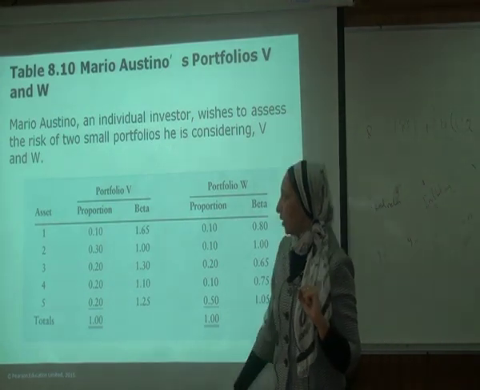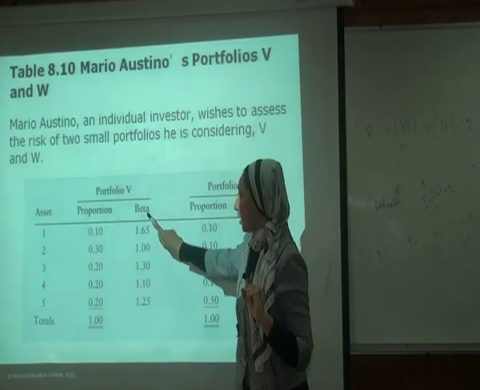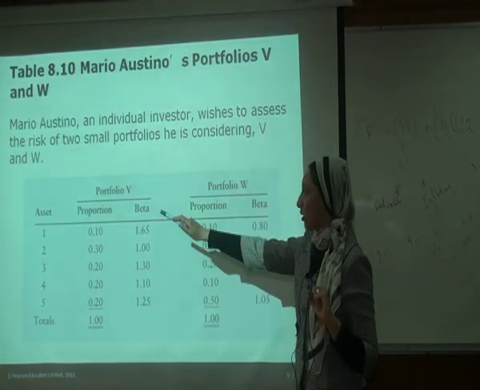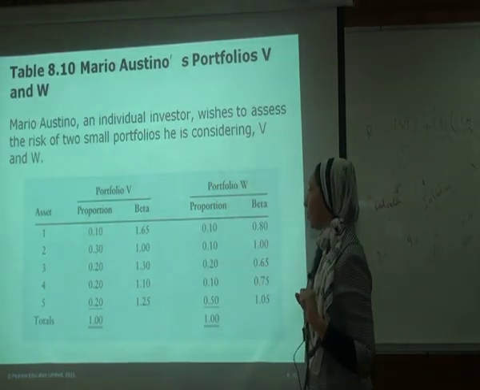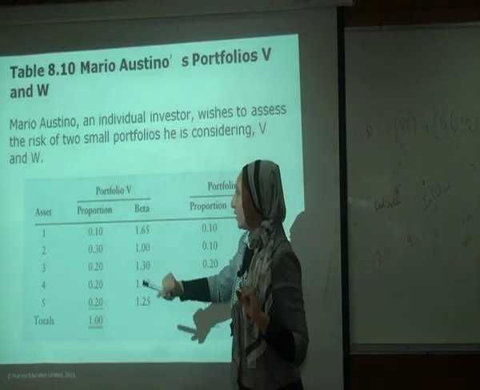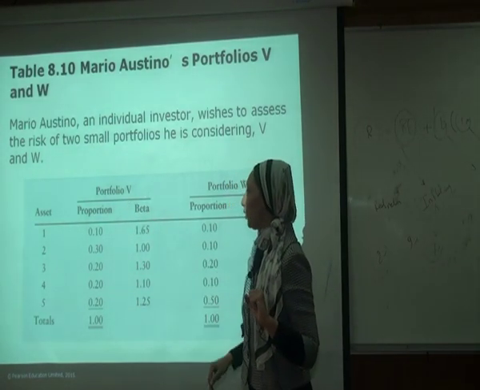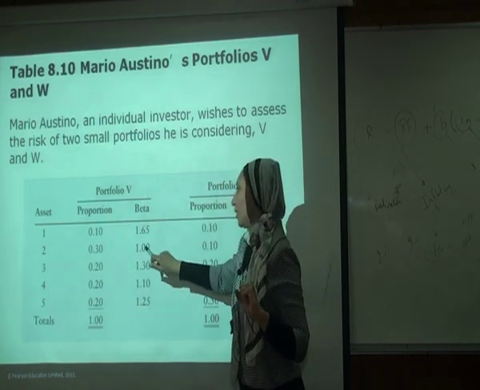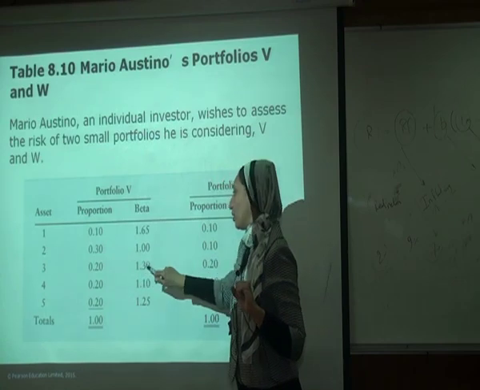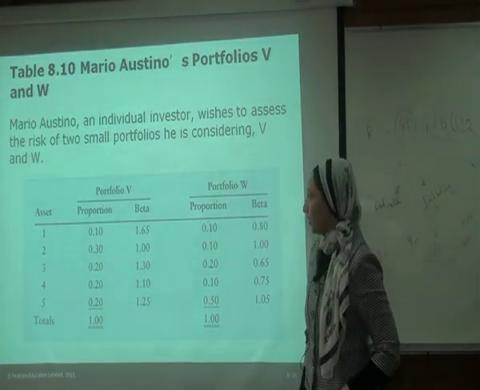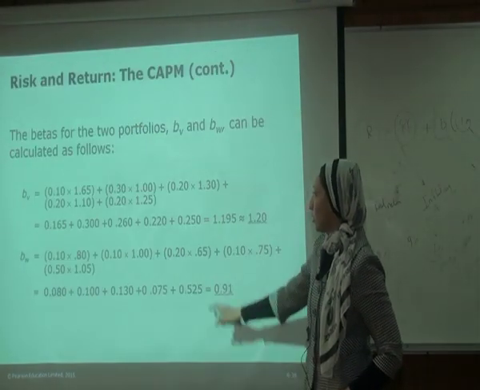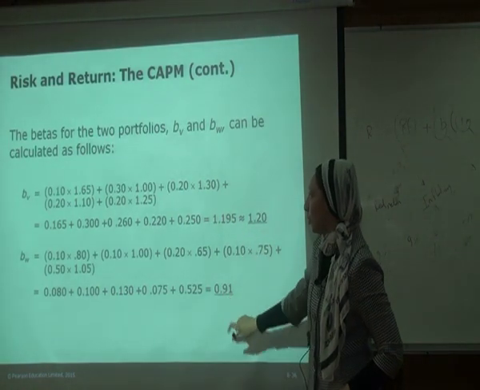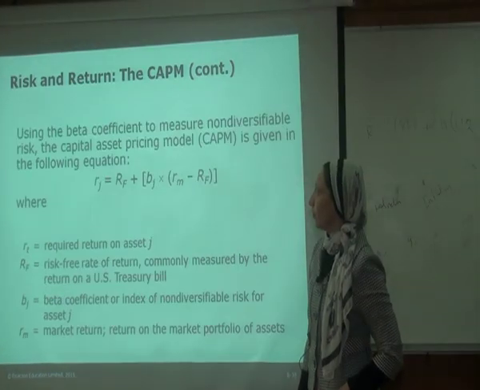so we have an example here. This is beta, and this is the portion of the investment in each stock, stock 1, 2, 3, 4, 5. Okay, in order to calculate beta of this portfolio, you will multiply the weight by beta plus weight of stock 2 by its beta plus weight of stock 3 by its beta, and so on. So here it's easy to calculate the beta of the whole portfolio in both cases.